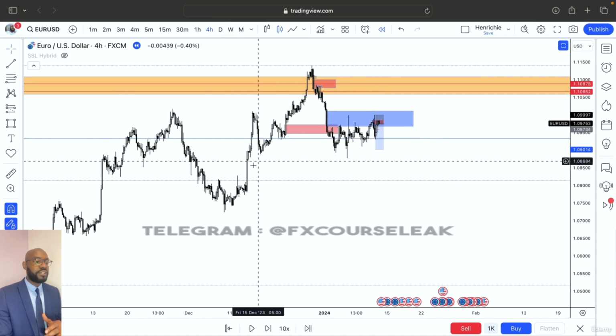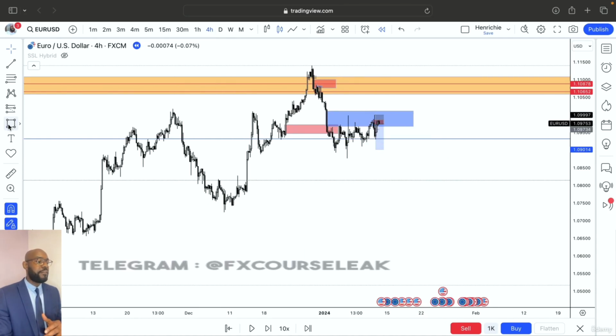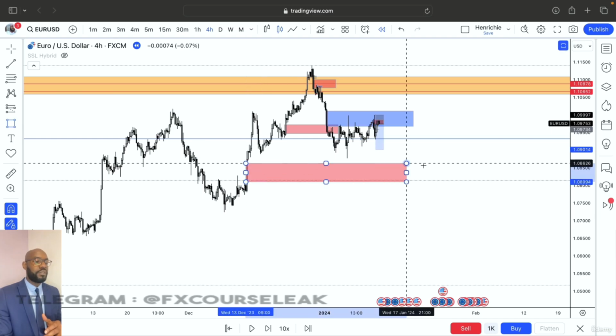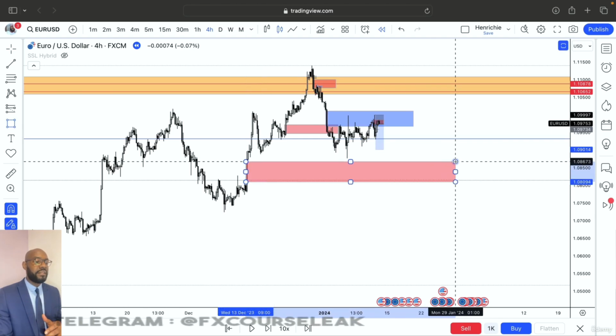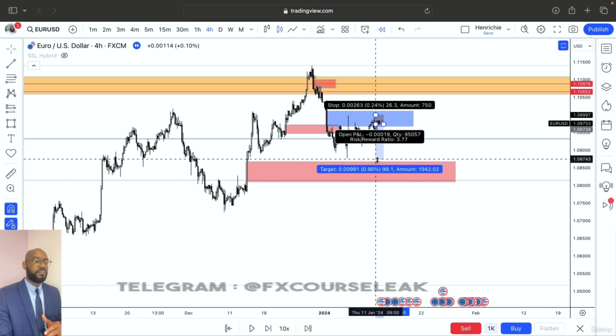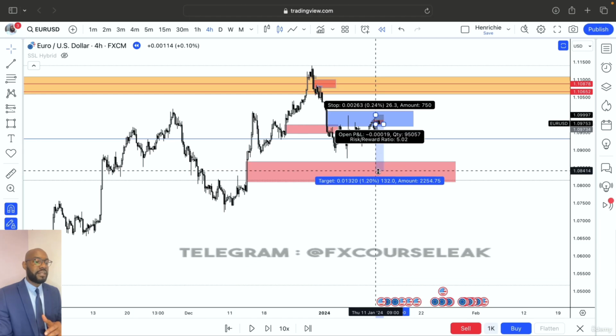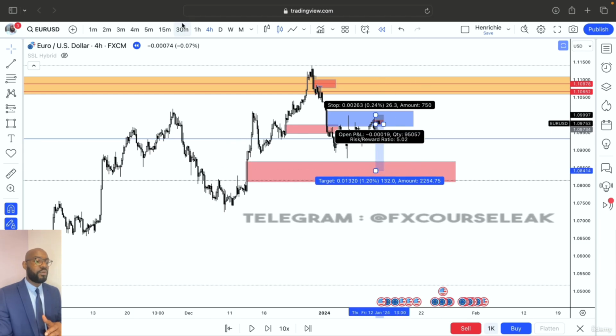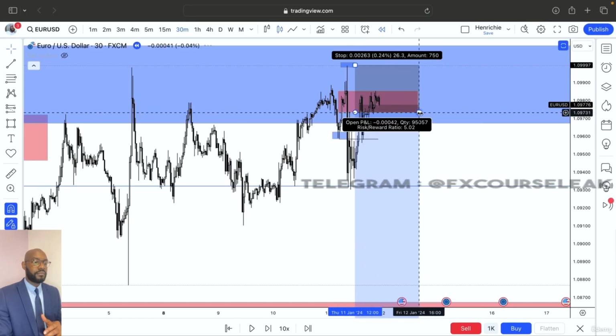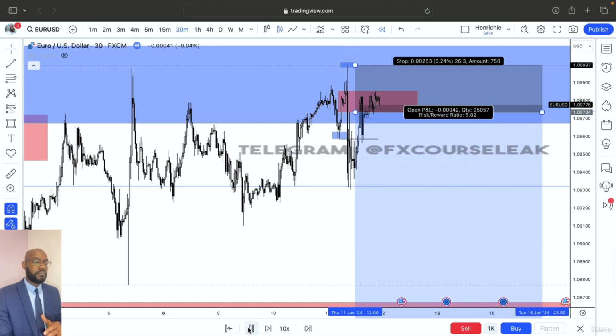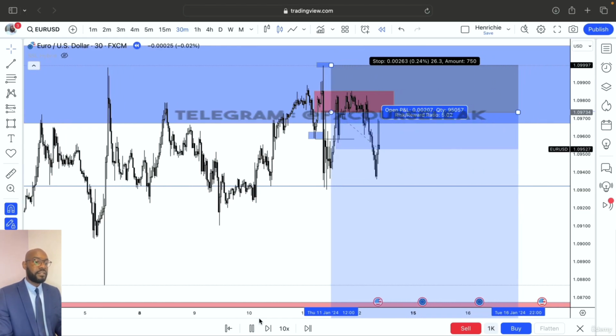So we're going to set our take profit position. Our take profit position in this one is going to be this inefficiency right here. And we're going to target this inefficiency right here. So this is the take profit. We can target a 1:5 risk to reward ratio. And let's see what price is going to do.